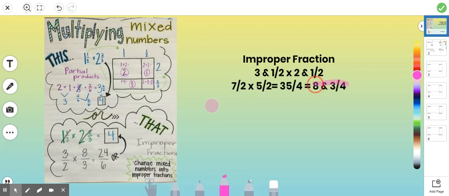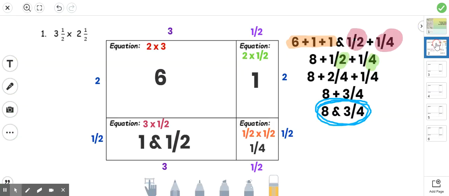Some of you really love improper fractions. You know how to change it from a mixed number to an improper fraction really easily. If that is you, then this might be a great strategy for you. I've noticed that a lot of times students will get 35/4 and not really know what to do with it. And we do want you to be able to change it back to a mixed number. So that's where this strategy might work a little bit better for you, breaking it apart.